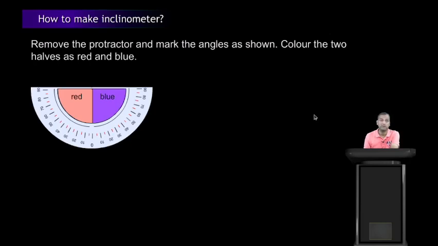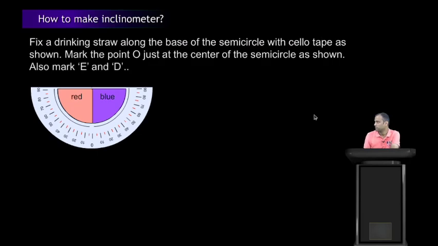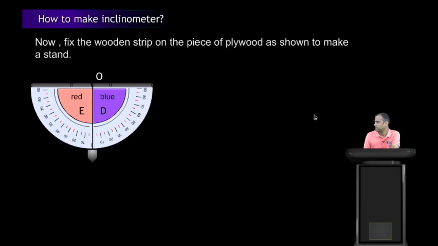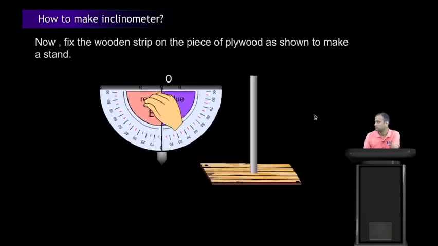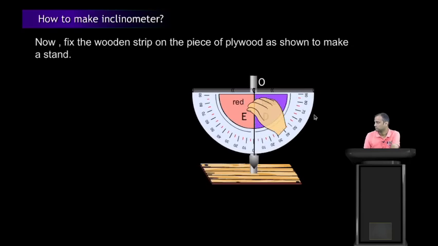Now you have a big protector made of paper. Fix a drinking straw along the base of the semicircle with sellotape as shown. Mark the point O as the center. Also mark two points, E and D. Now fix the wooden strip on the piece of plywood as shown to make a stand. So this is a stand, and here you can fix this one.